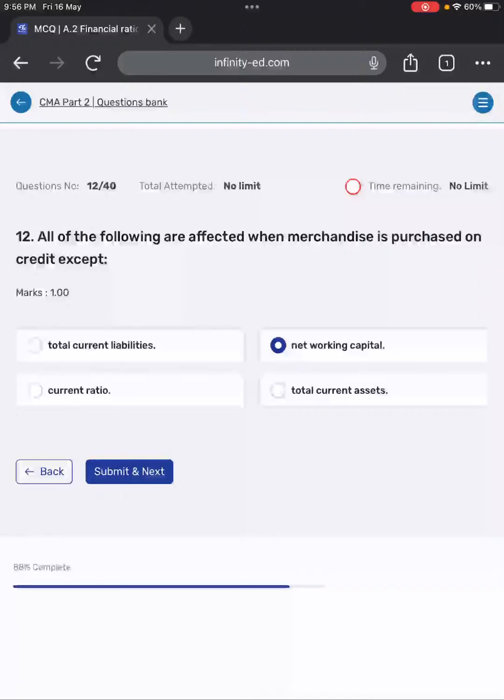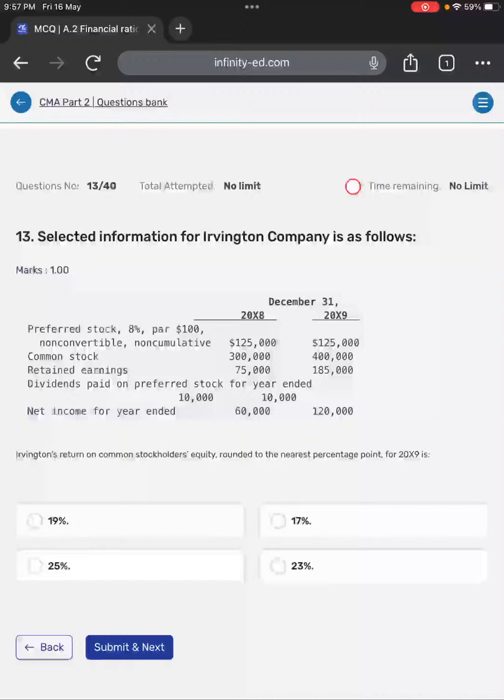purchase on credit means an increase in inventory, stock, and an increase in liability also. Total current liability, total current asset, current ratio, net working capital: net working capital is current asset minus current liability.